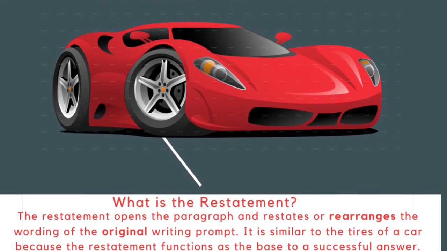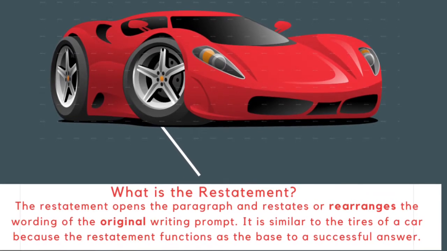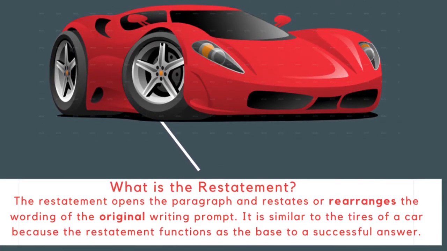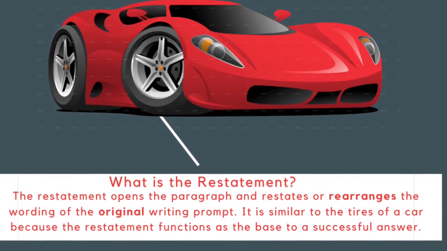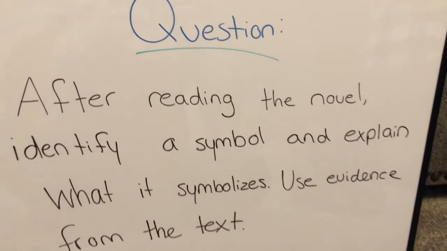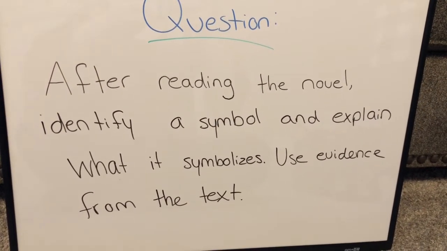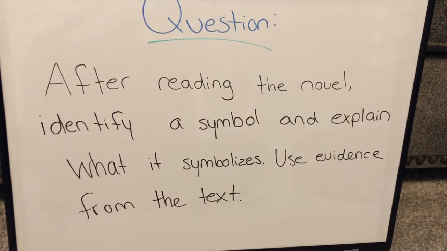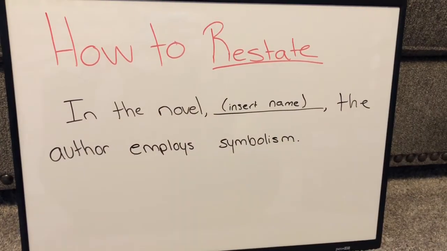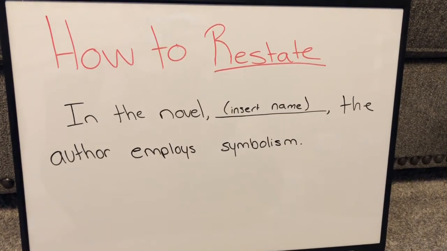Now let's move on to looking at an actual example that includes the R of the RACE2 strategy, which is the restatement. Now, the question is, after reading the novel, identify a symbol and explain what it symbolizes. Use evidence from the text. Now, how to restate. In the novel, where you'd insert the name of the novel, the author employs symbolism.